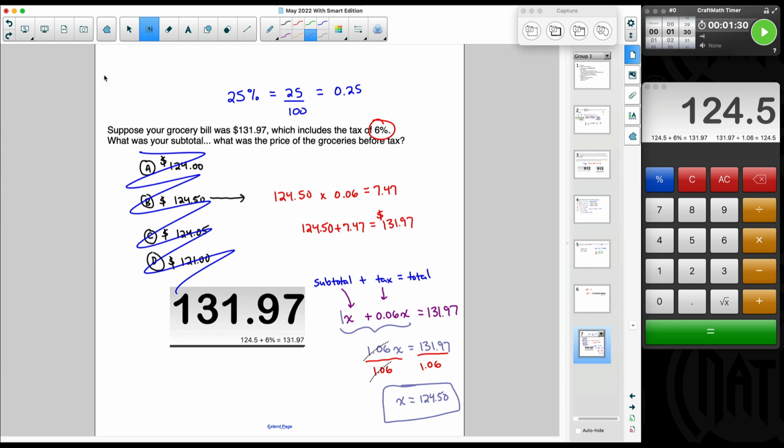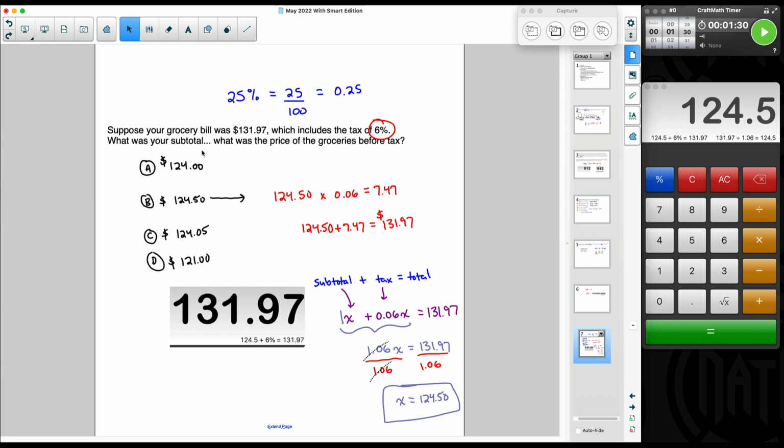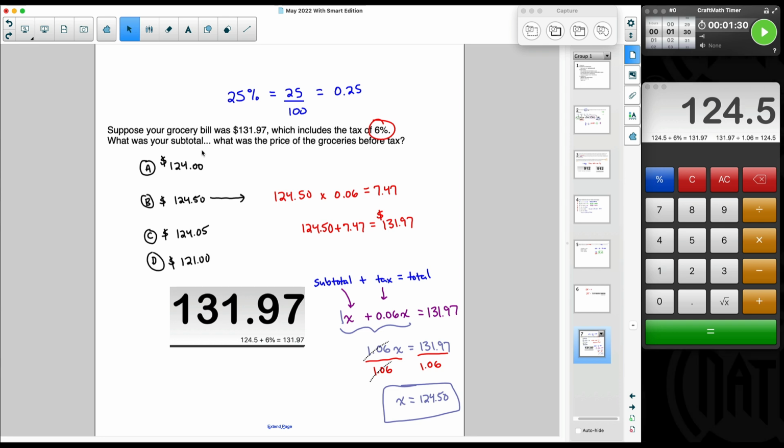So multiple approaches, multiple choice, fill in the blank, all that good stuff. I hope you find this helpful. If it was hard to see, hard to hear, if I moved too fast, I'm sorry.